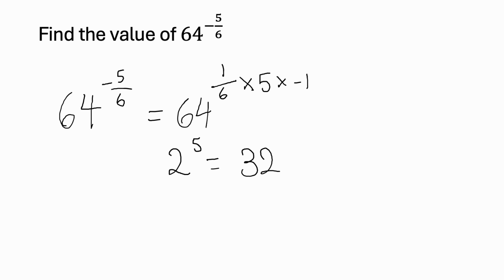And then once we work that one out, we need to do to the negative 1. So we're going to do 32 to the power of negative 1. When we do a power of negative 1, we do the reciprocal, so we flip, meaning that this 32 will turn into 1 over 32.